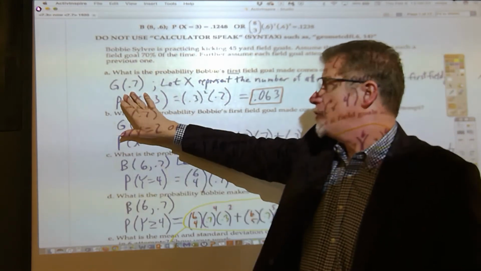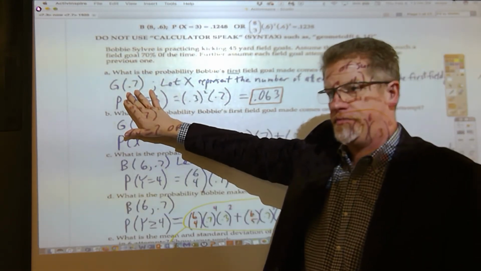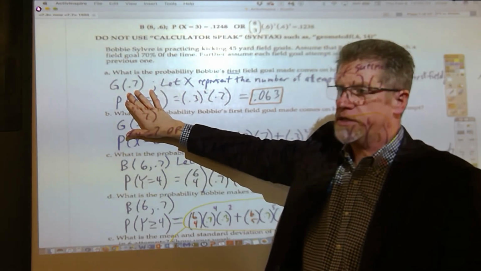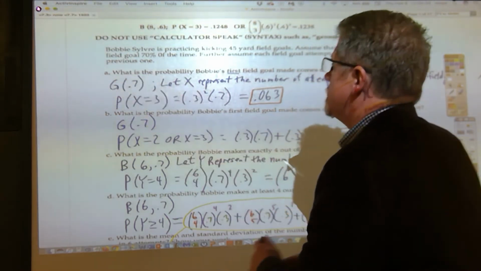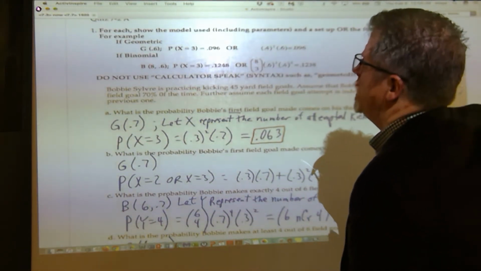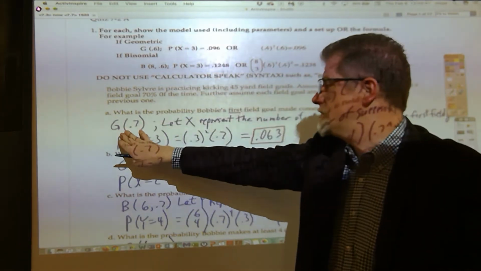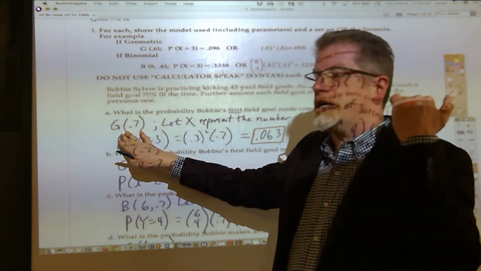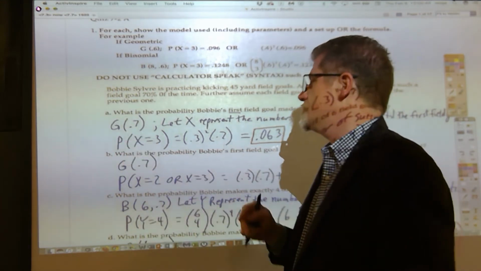It'll be 1 point for writing G of 0.7. If you didn't write G of 0.7, then you're going to lose that point, because in the directions, it says you have to show the model used. And here's what I'm doing, G of 0.7. I didn't have to write out the whole 2-layer table. G of 0.7 is that whole 2-layer table.